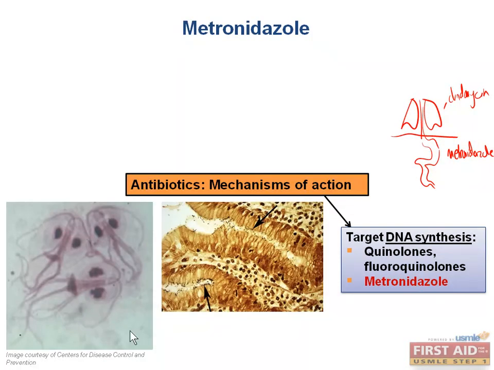So for metronidazole, as I mentioned, it is used for protozoal infections. Giardia is an example of an infection for which metronidazole is used, which is shown here in this diagram that I just indicated. It is also used for entamoeba, trichomonas, Gardnerella vaginalis, and anaerobes such as Bacteroides fragilis. It is also used in the treatment of H. pylori. This image here on the right shows H. pylori along the luminal surface of gastric epithelial cells.